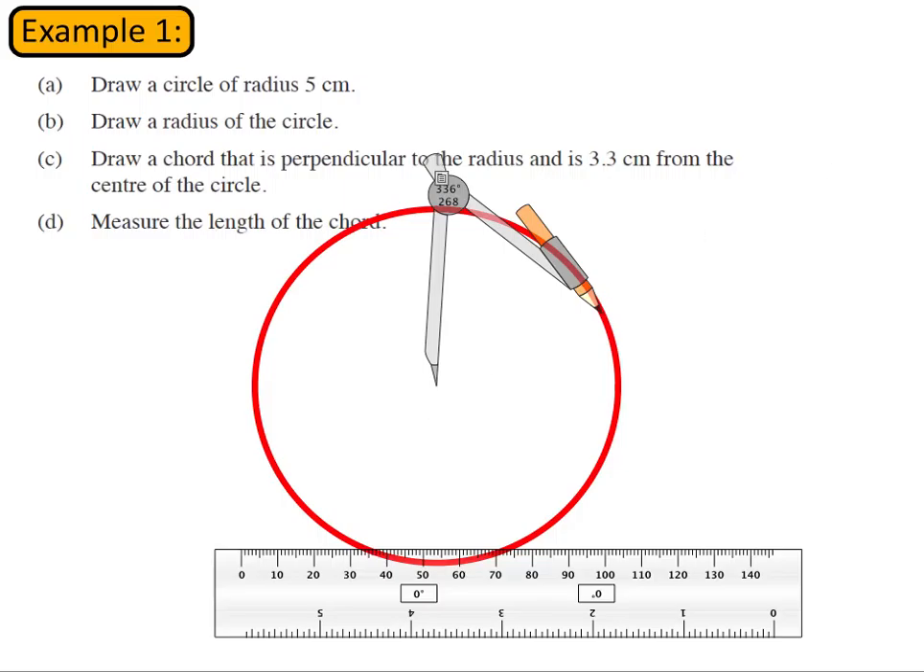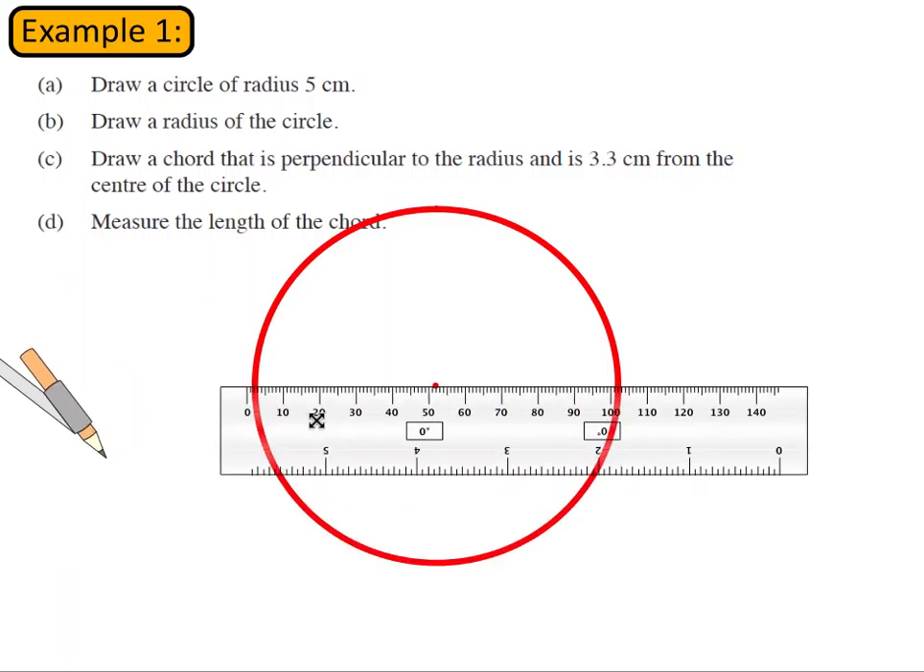Now, to do the next part, we're going to need to draw a radius again. It's probably a good idea to mark where the center is. So I'll pop that there. That's going to be our marker from the center. So now, when we put our ruler on it, we can draw straight from that dot to the outside. That's going to be a radius.